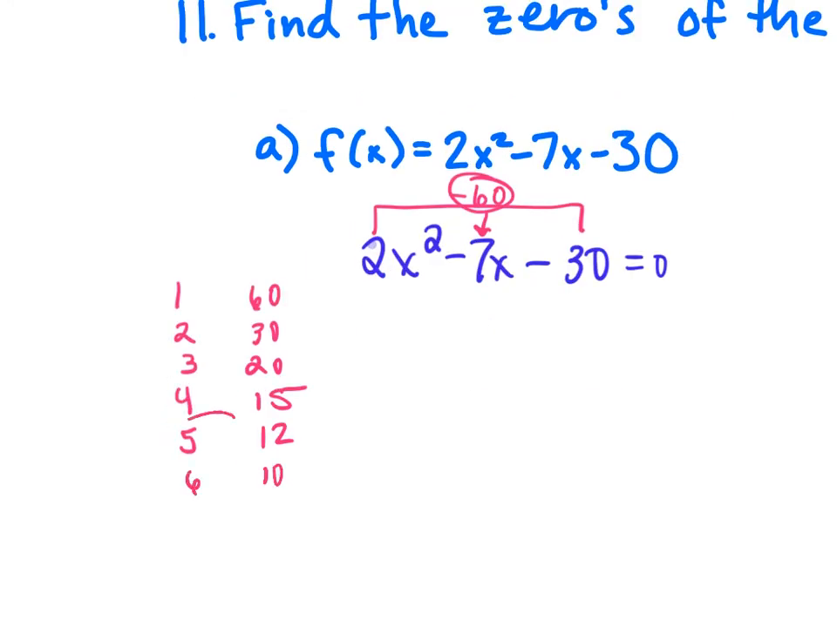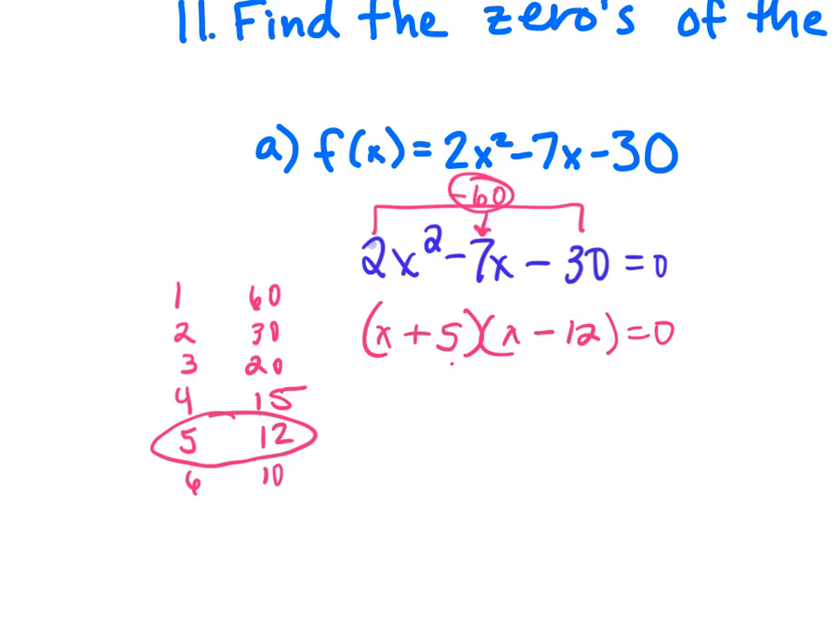And you can see here that 5 and 12 can somehow give me a 7 when I add or subtract. So I have my two parentheses, and I'm going to use 5 and 12. It's going to be a negative 12 and a positive 5 because negative 12 times 5 is negative 60, and negative 12 plus 5 gives me a negative 7.